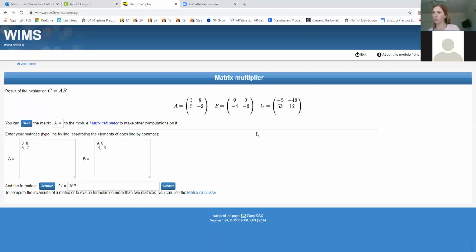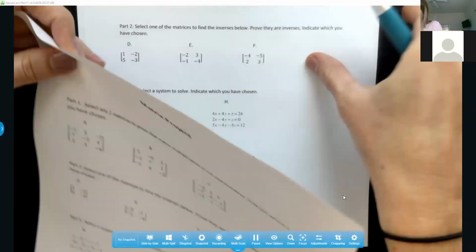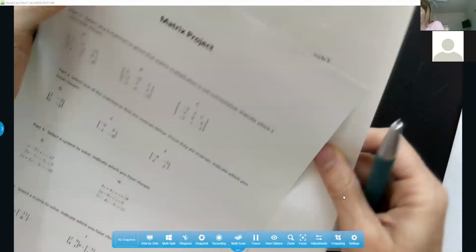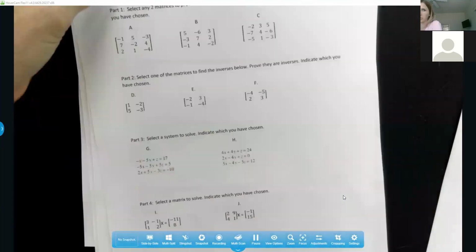Okay, so I think we are ready to move to the first part of the project, part 1. All right, let me get my document camera back on. Okay. All right. So the only difference with part 1 is now that instead of 2, we have 3, but we're just doing the same thing. It's just an extra step.